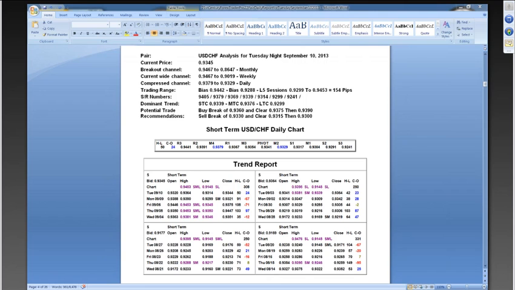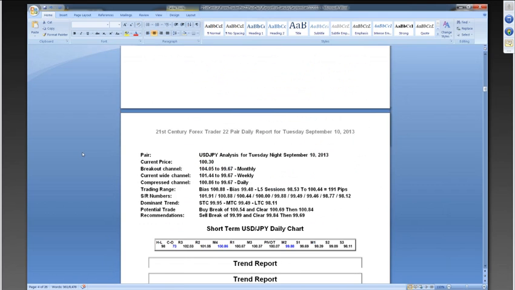That's the inverse pair. We've only moved 154 pips in the last 5 sessions. Not much to get excited about. I would be careful with this pair. If you are scalping, God bless you, but otherwise I would sit on the sidelines. Now let's go to the pair where we have had movement.